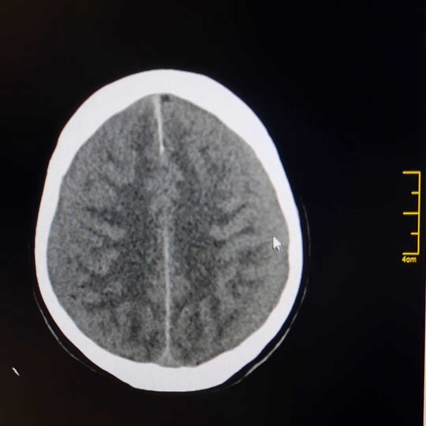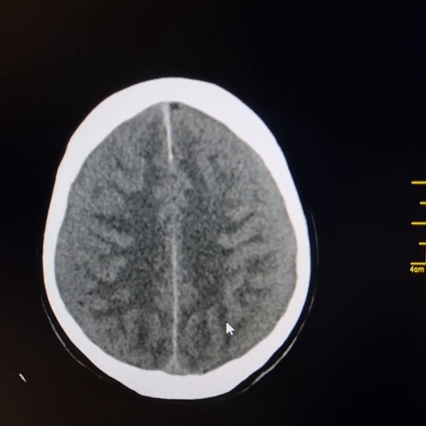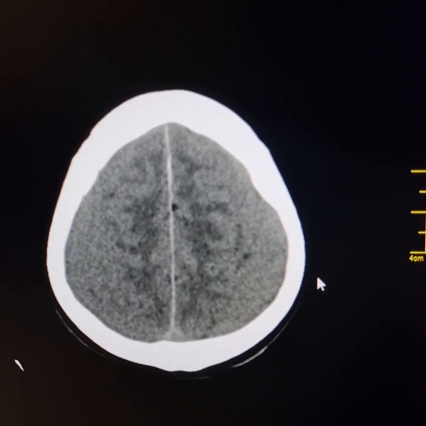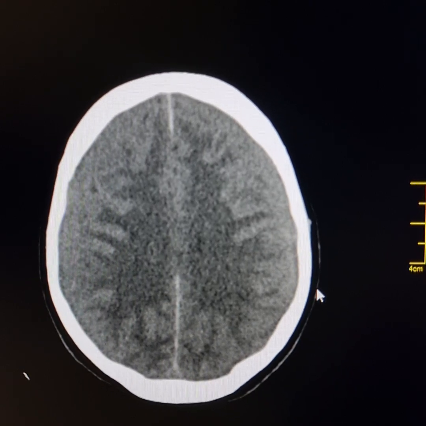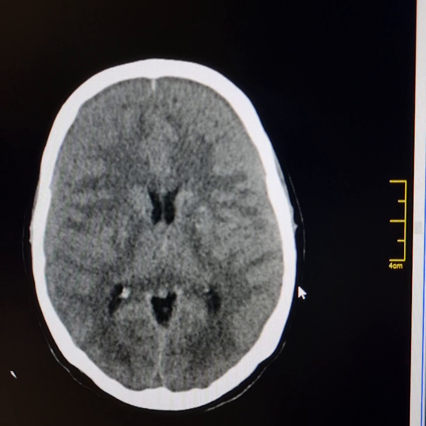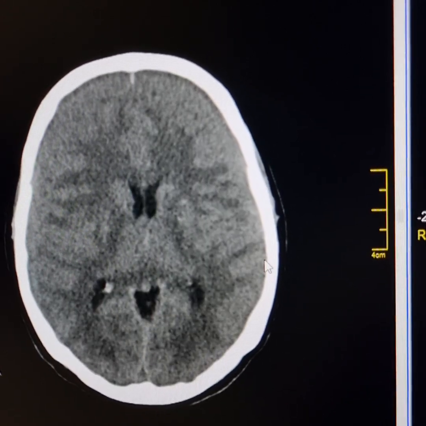The underlying, please observe this homogeneous texture here. These are typical of the subdural hematomas, which are bilateral, almost symmetrical. Their diameters were approximately 1.7 centimeters and 1.6 centimeters on the right and left side respectively.